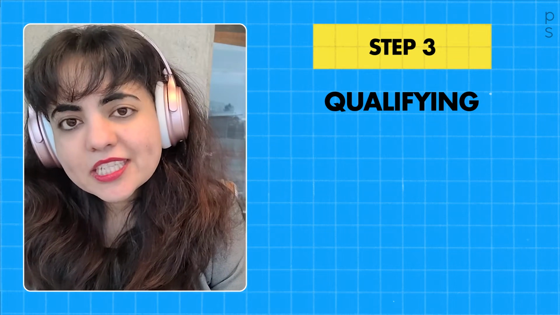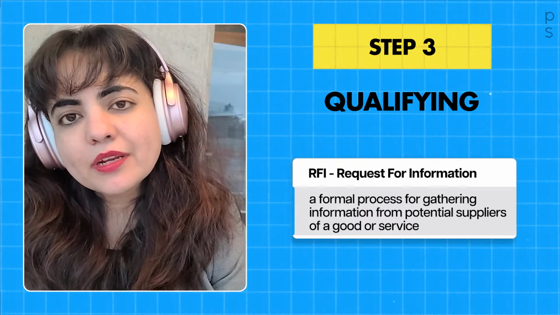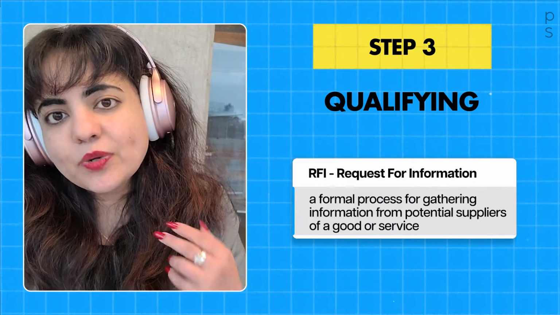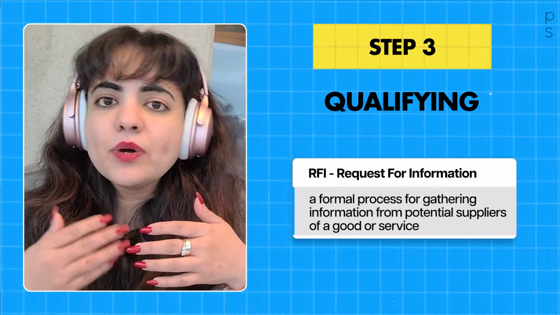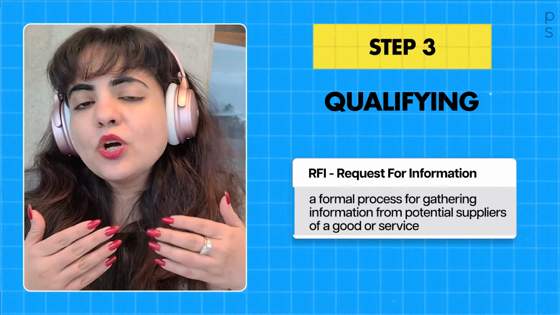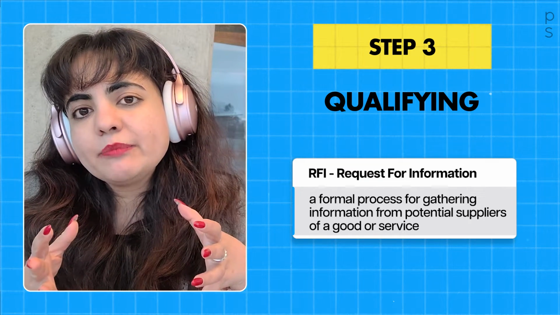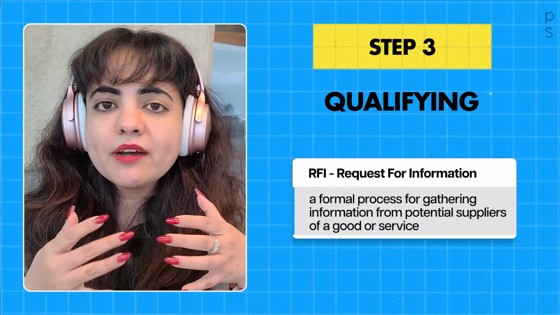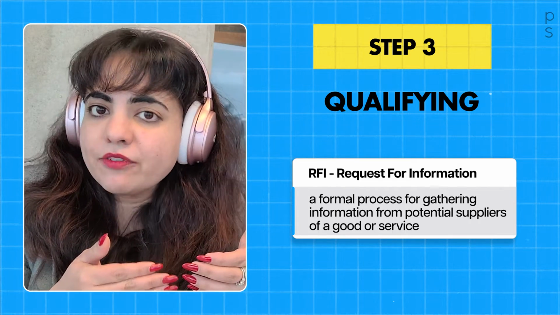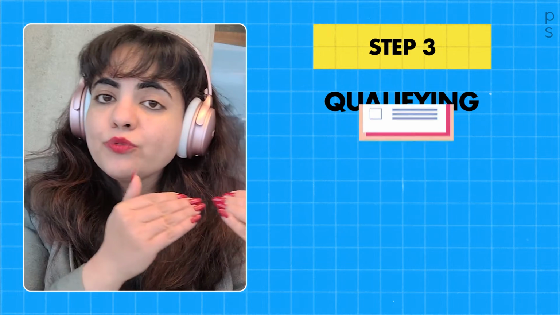The third one is qualifying. The qualify stage is sometimes broken down into 2 phases by the clients. One is the RFI, which is request for information, and the second one is the RFP. So when clients are not typically aware of certain vendors and they're going out in the market for the first time to engage with new vendors, they come out with something called an RFI, where they ask vendors to provide information to make them their go-to vendors.